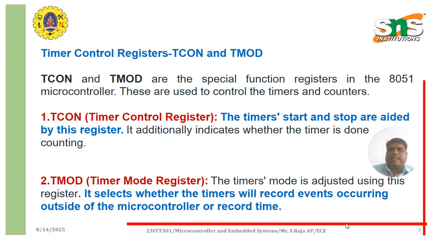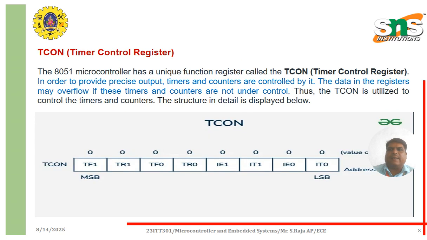Next, TMOD, that is the timer mode register. The timer mode is adjusted using this register. That is, we can change the mode of timer 0 and timer 1 by using this TMOD register. It selects whether the timer will record events occurring outside the microcontroller or record only time.